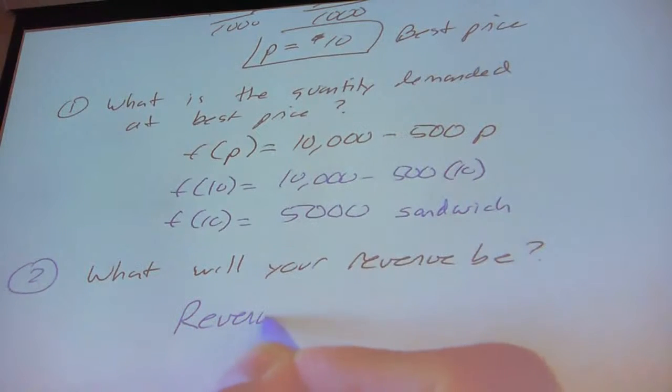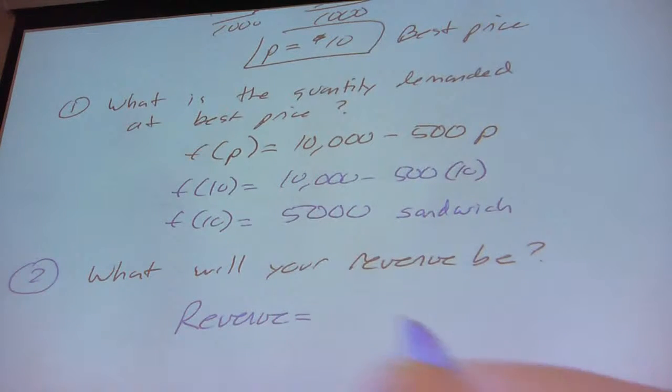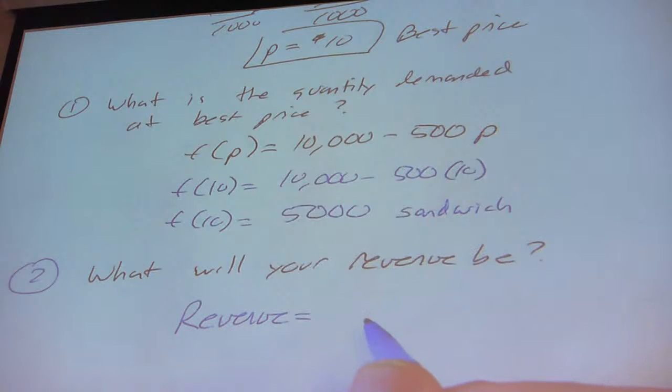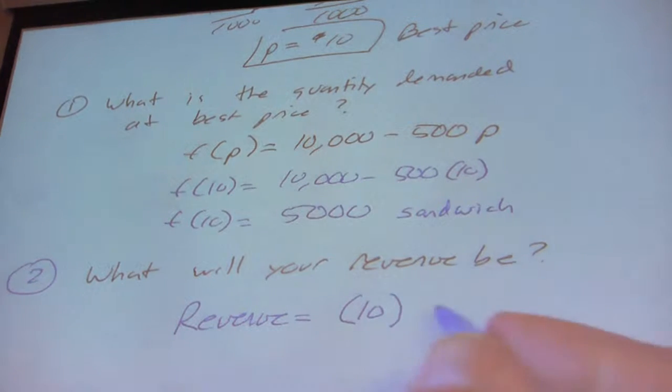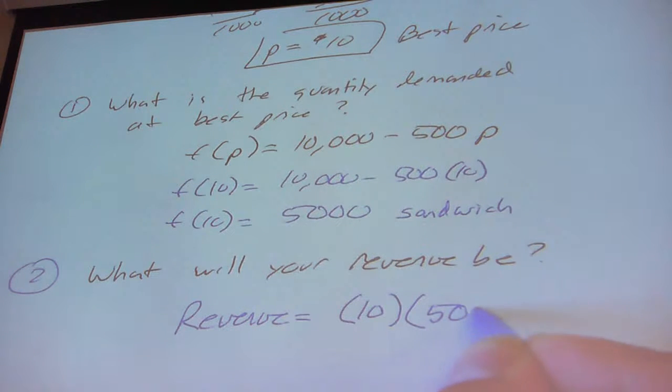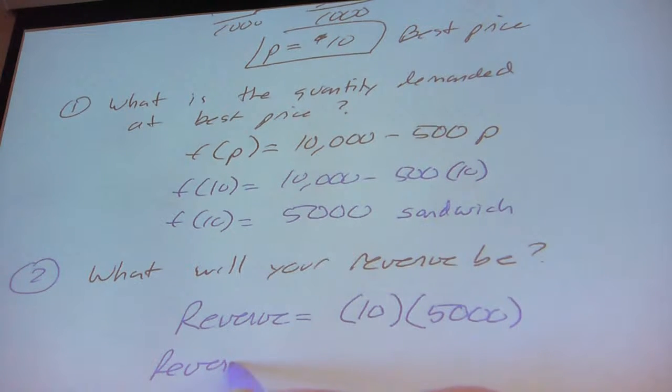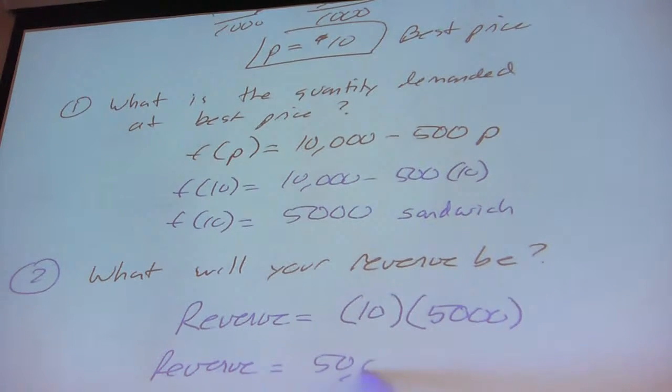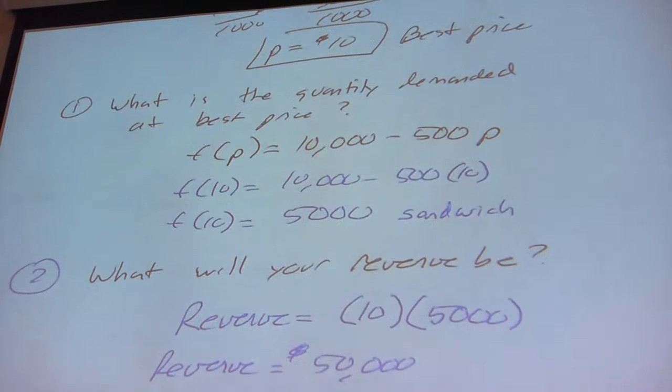Revenue will equal what? What do I do with those two numbers? Multiply. Each one is $10. How many am I going to sell? 5,000. So how much money will I make? $50,000. That is a complete elasticity problem. I added a little bit to the notes. We're going to do another example in a minute. Don't worry. But once I find the best price, I can then find how many, and then I can find my revenue by taking price times demand, which is what we learned before.